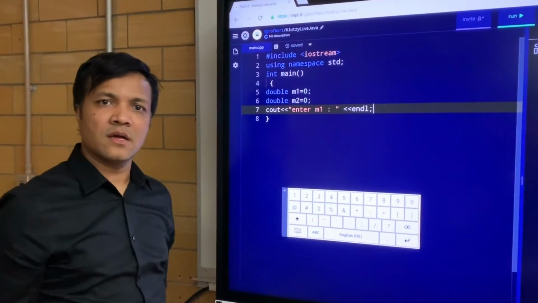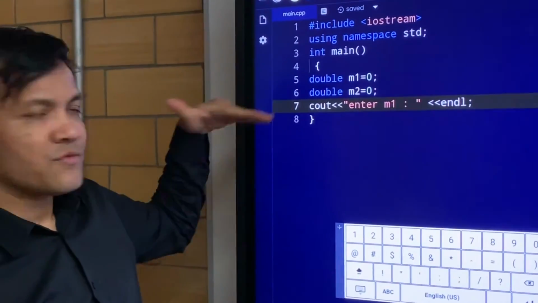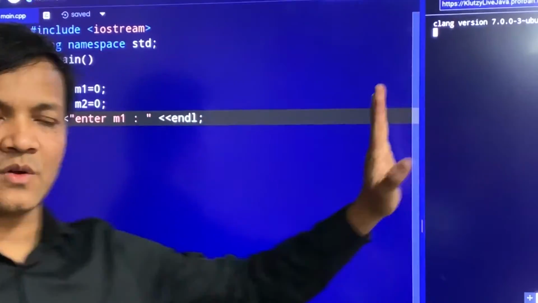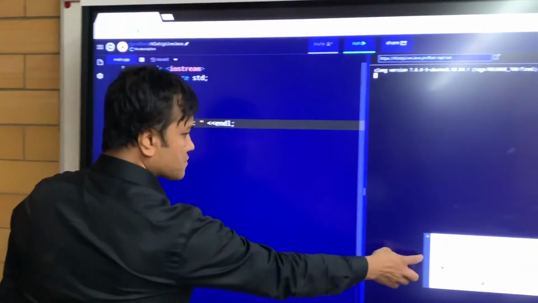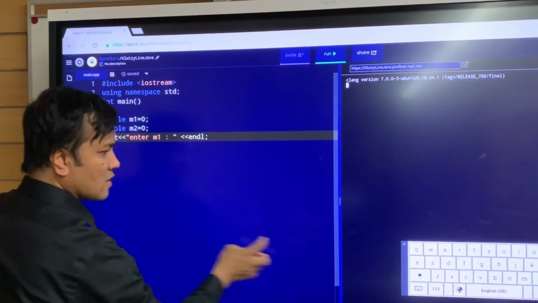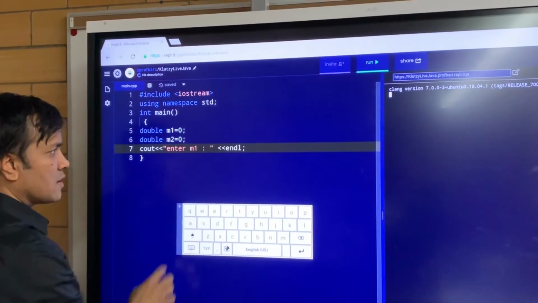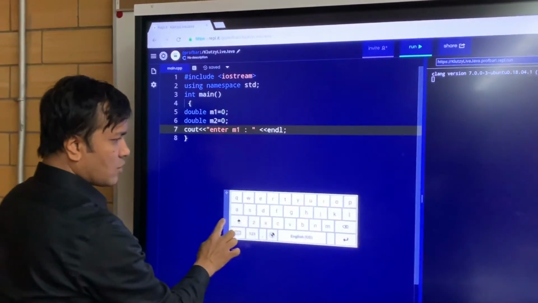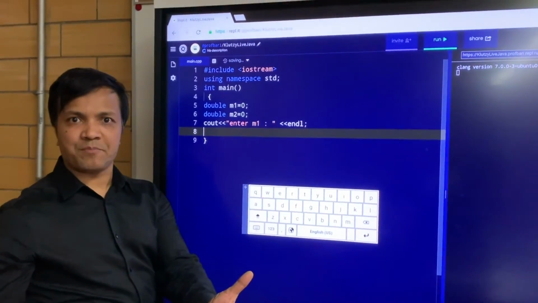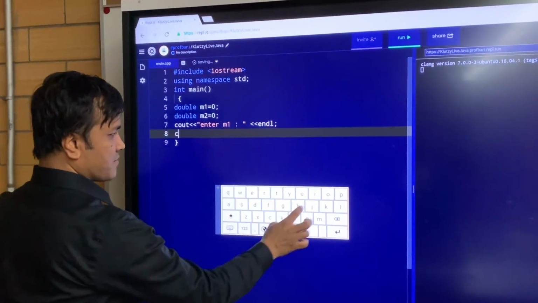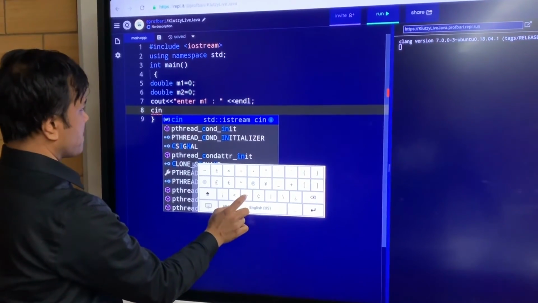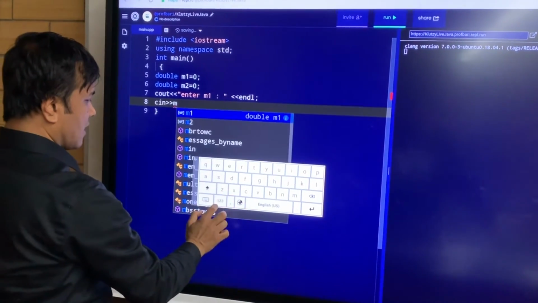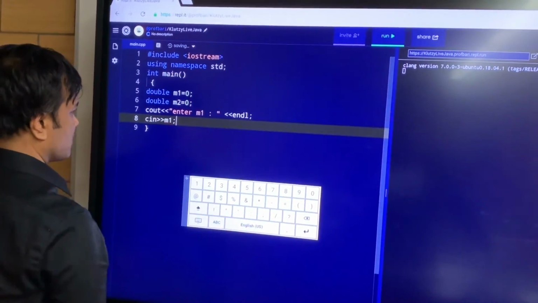Now on the computer, this is called the console. You're going to put the input on the console. So once you put the input on the console, the computer has to suck it up. So then you're going to write a code that tells the computer, go suck it up: cin greater than, and then we're going to write M1, and then semicolon.